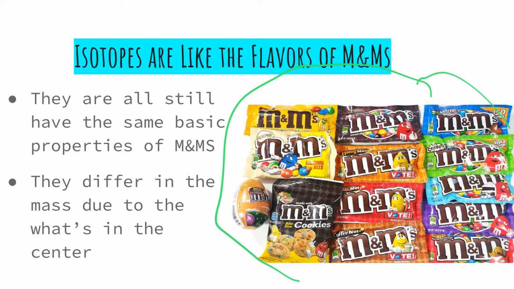So you have crispy M&Ms that are light, and you have peanut butter M&Ms that are heavy. And they differ because they have different insides. They have different cores. So isotopes differ because they have different cores. They don't have different electrons. They don't have different protons, but they have different neutrons. And that's what's different about these isotopes. So I think M&Ms and isotopes do have a lot in common.